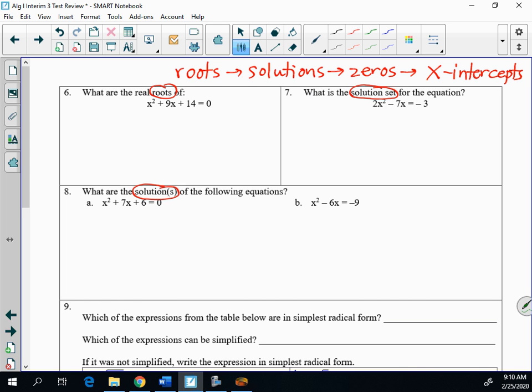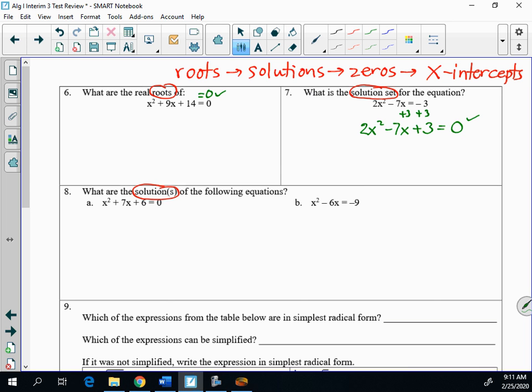The first thing you look for, does it already equal 0? Yes, it does. Number 7, does it already equal 0? No, it does not. So I need to do the opposite over here, and then I'll have 2x squared minus 7x plus 3 equals 0. That'll be ready for graphing.